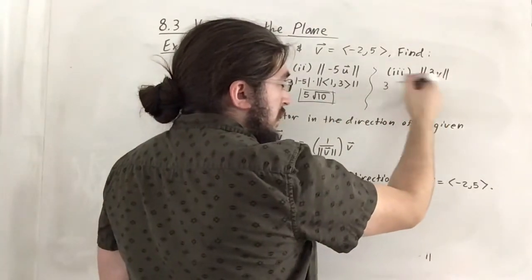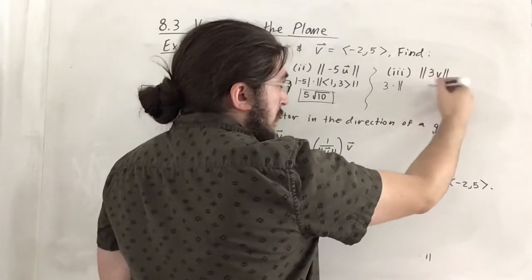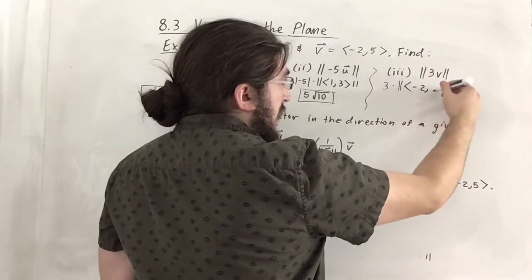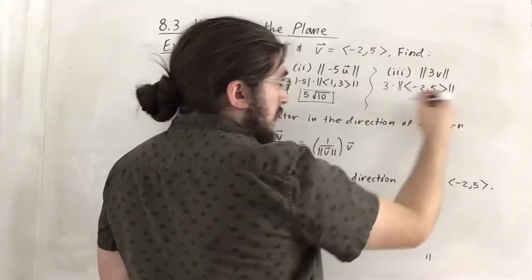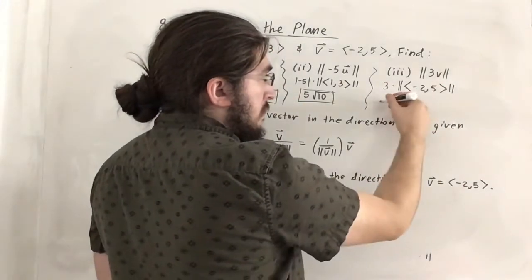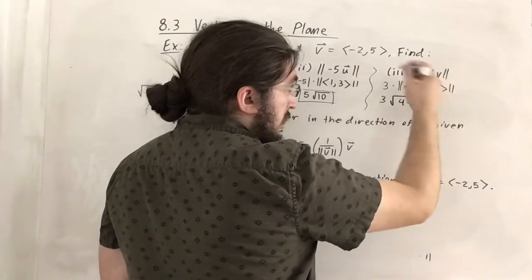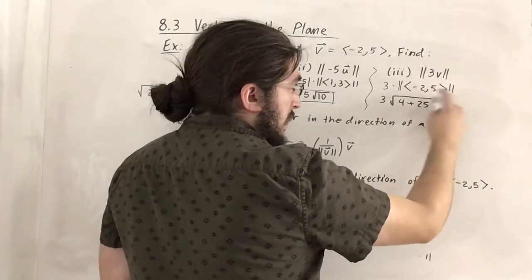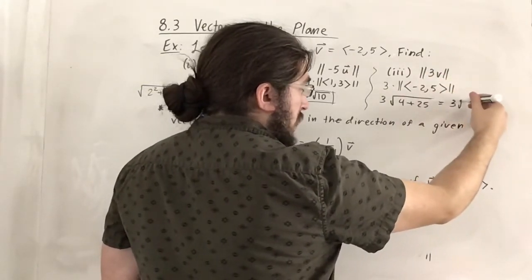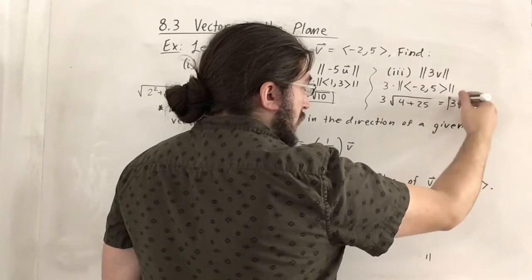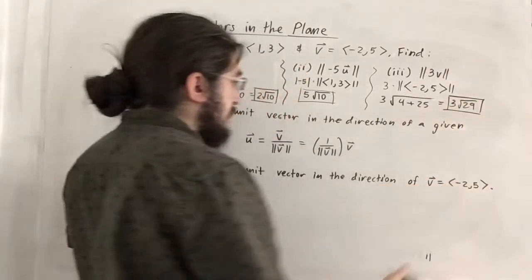Similarly here, this is the absolute value of 3, which is just 3, times the magnitude of v. Now to find the magnitude of v, all we need to do is just square each of these. So that's going to be negative 2 squared, which is 4, plus 5 squared is 25. So that's really 3 radical 29, which doesn't simplify at all as a radical. Just stays like that, actually.